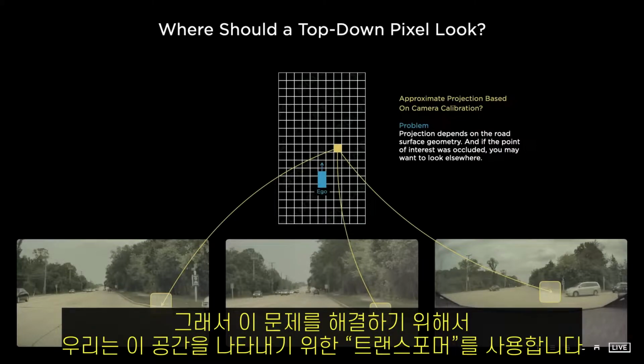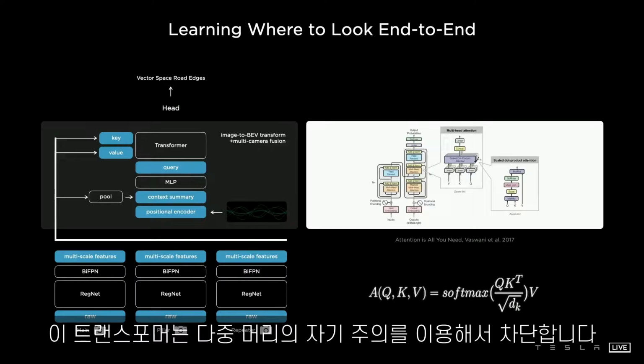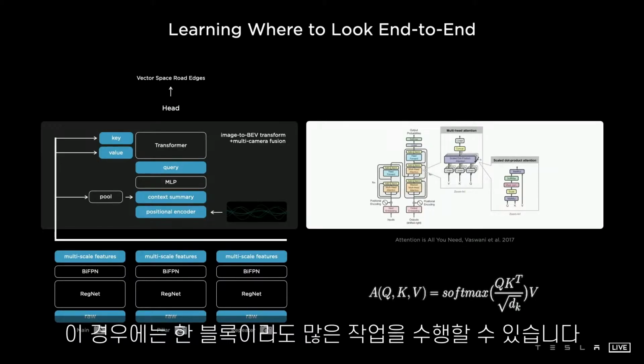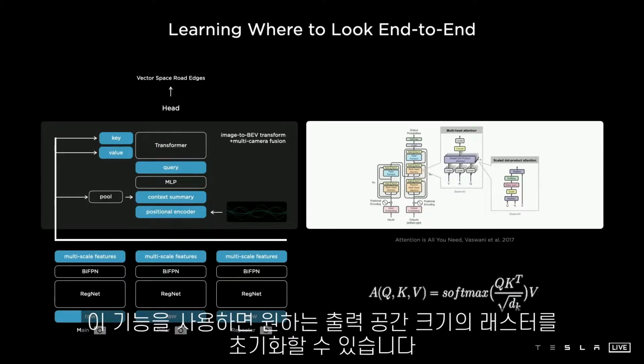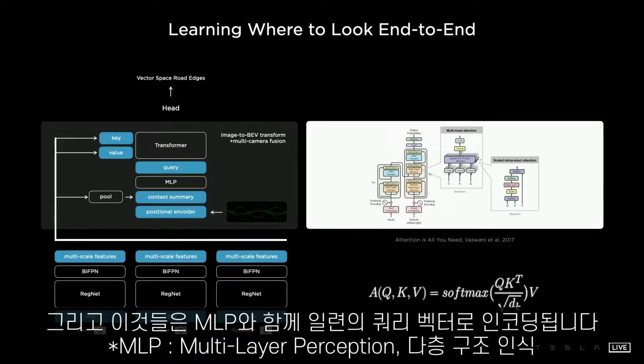So in order to solve this issue, we use a transformer to represent this space. And this transformer uses multi-headed self-attention and blocks of it. In this case, actually, we can get away with even a single block doing a lot of this work. And effectively what this does is you initialize a raster of the size of the output space that you would like, and you tile it with positional encodings with sines and cosines in the output space. And then these get encoded with an MLP into a set of query vectors.